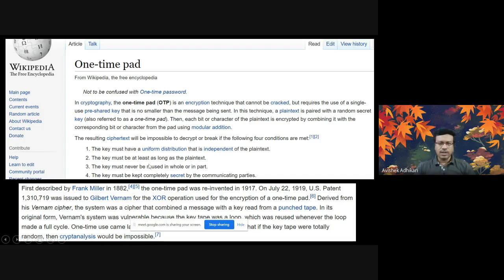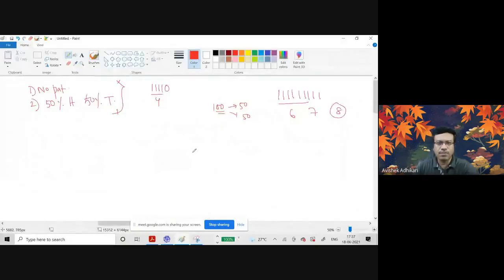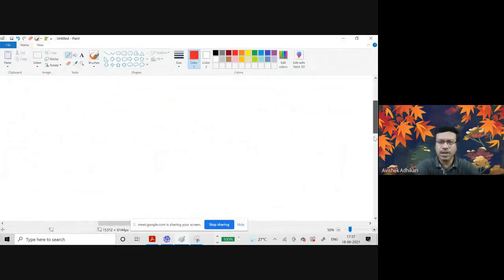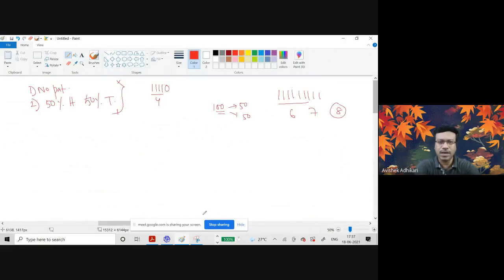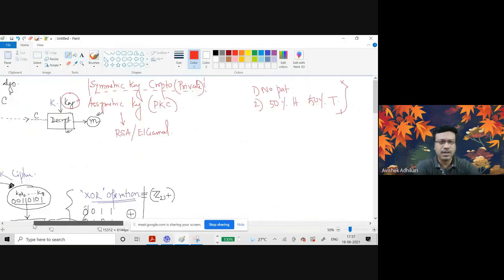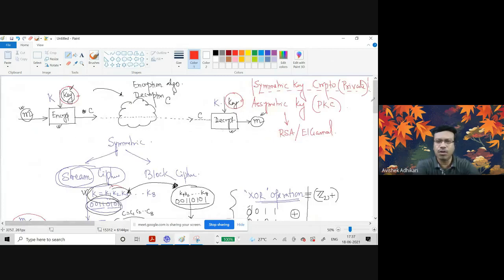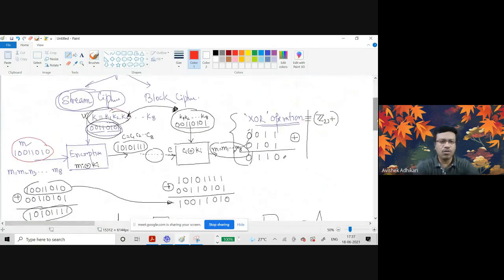Okay. The second point is the key must be at least as long as the plain text, because you can understand that in case of our symmetric key, for each plain text I require a ciphertext. That means since my plain text was 10-bit or 8-bit long, my ciphertext and my key are also the same length. So both of them are 8-bit long.